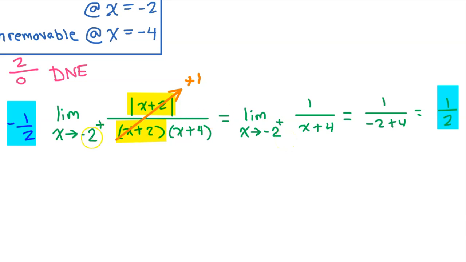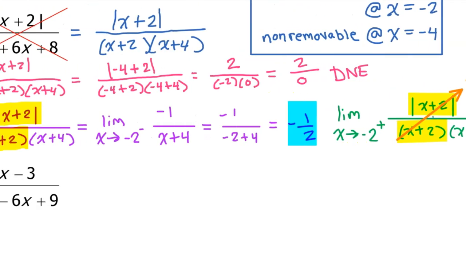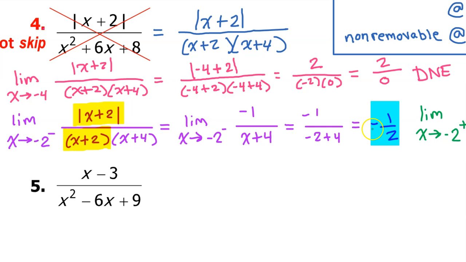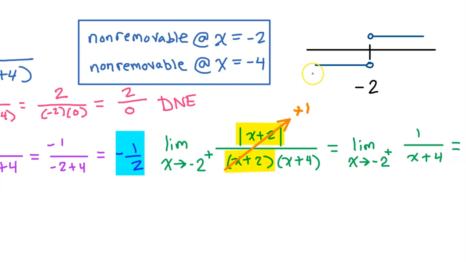Notice that the limit as x approaches negative 2 from the right is positive 1/2, while the limit as x approaches negative 2 from the left was negative 1/2. Because we get two different limits from the left and the right, the overall limit does not exist. When a function approaches two different values from the left and from the right, that is a jump discontinuity, which is a kind of non-removable discontinuity. So we have a non-removable discontinuity at x equals negative 2 as well as x equals negative 4.